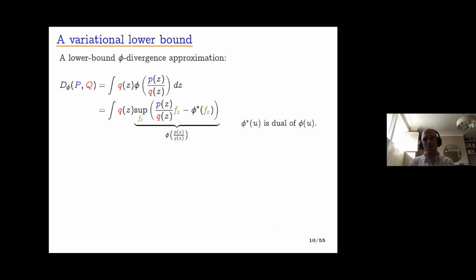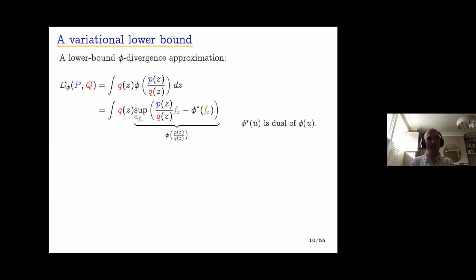So recall that the dual of a phi function, the dual of a convex function, is a slope-intercept form of that function. So phi star takes the slope of the function and returns the negative intercept of the tangent line where it hits at that slope. Okay, and we can express phi in terms of this dual form as I've written here.